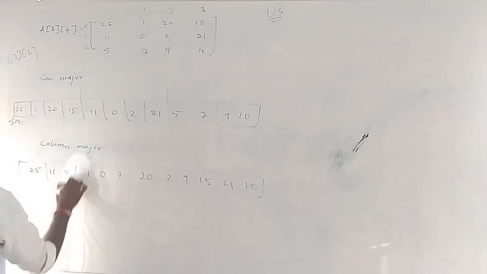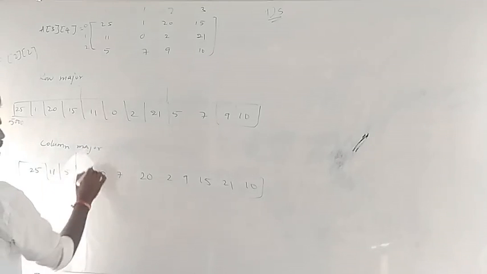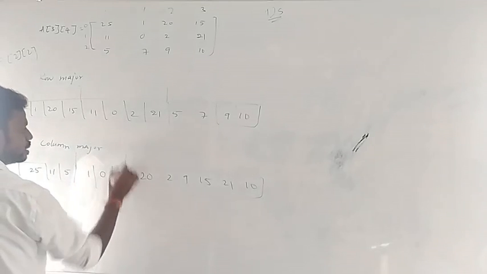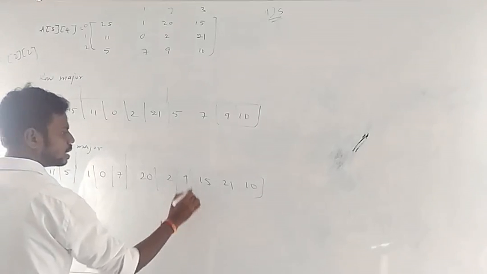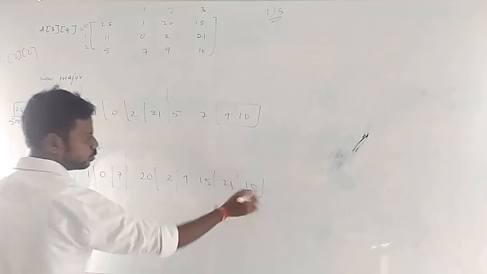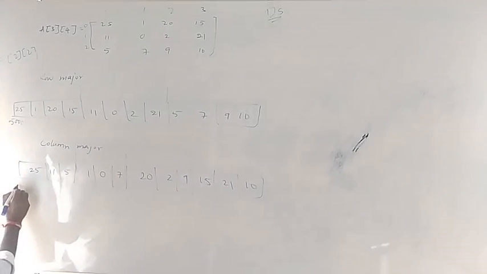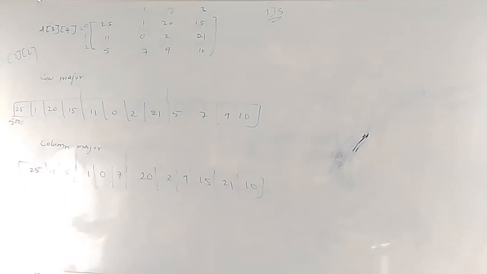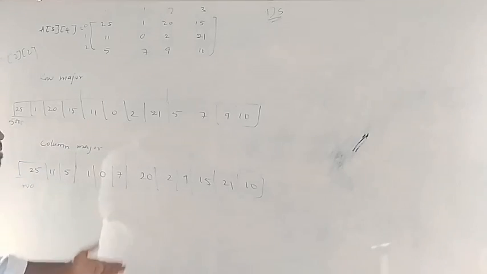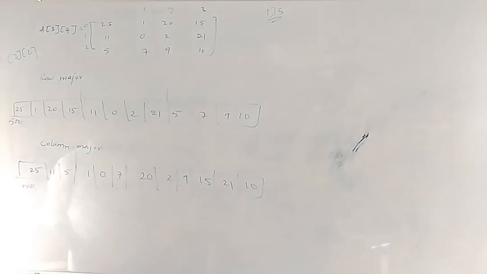So this is the first column, this is the second column, this is the third column and this is the fourth column. Like this we store the elements in column major representation. Now I will try to find the address in column major representation as well as row major representation. We have the formulas, and I will apply them with these particular values.